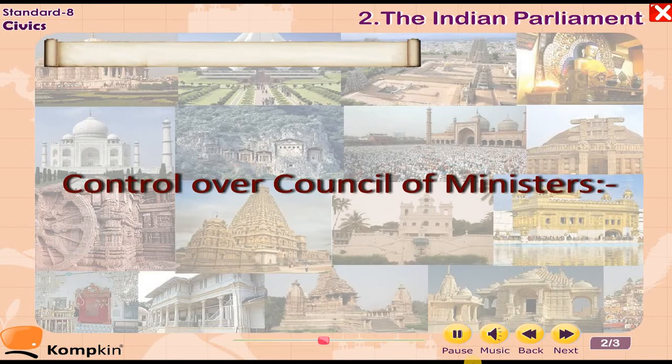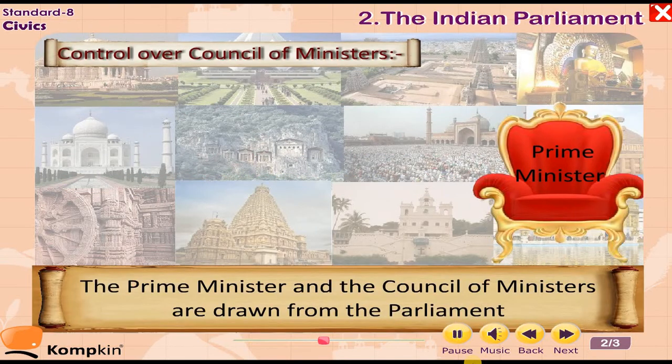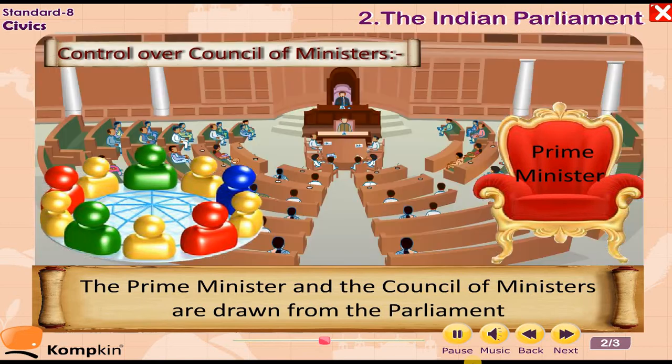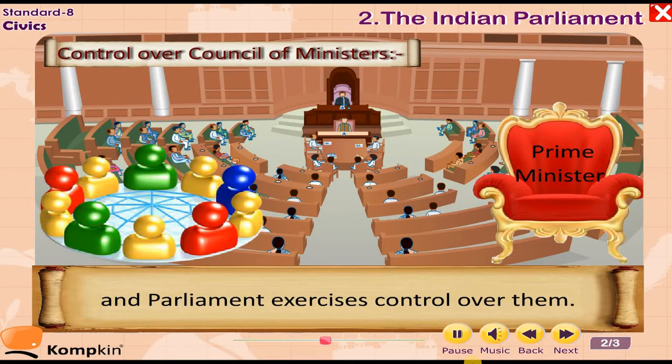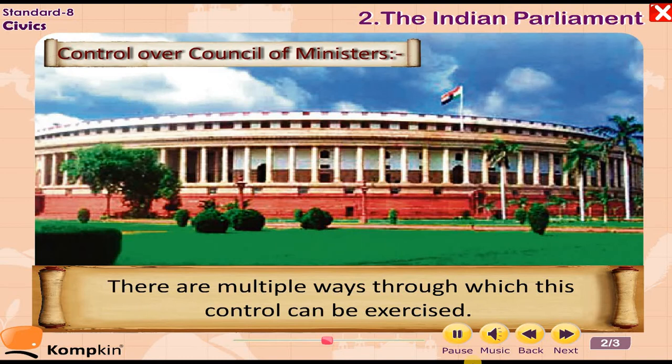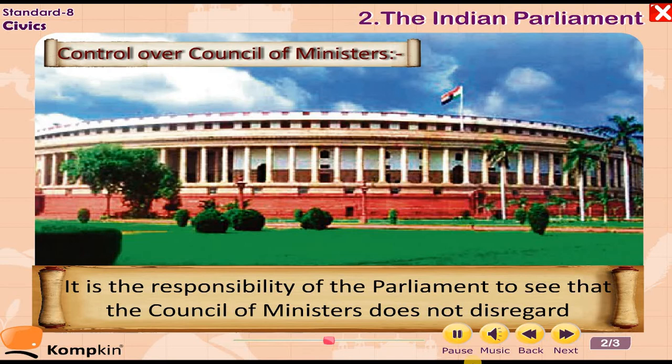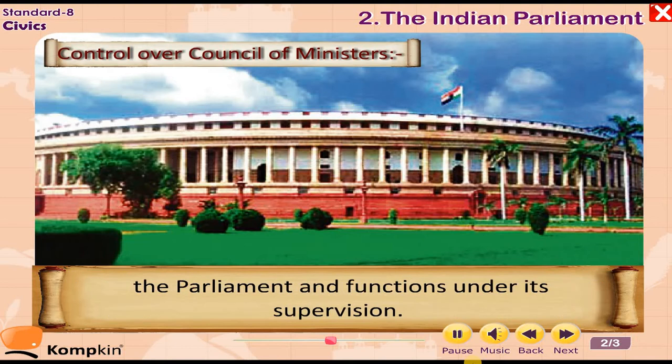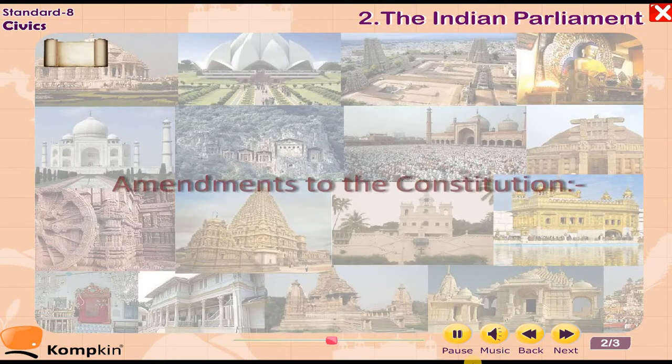Control over Council of Ministers. The Prime Minister and the Council of Ministers are drawn from the Parliament and Parliament exercises control over them. There are multiple ways through which this control can be exercised. It is the responsibility of the Parliament to see that the Council of Ministers does not disregard the Parliament and functions under its supervision.